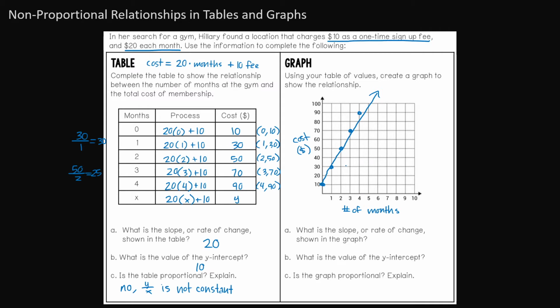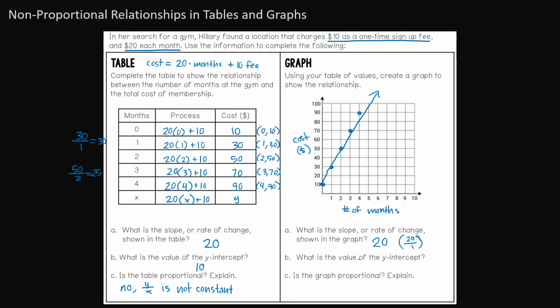You'll notice that the pattern or the points are all constant. So the slope or rate of change shown in the graph is going to be 20 again. My rise on my graph is 20. I'm jumping from 10 to 30. My change in y is 20. My change in x, or my run, is 1. So my rise over run would be 20 over 1.